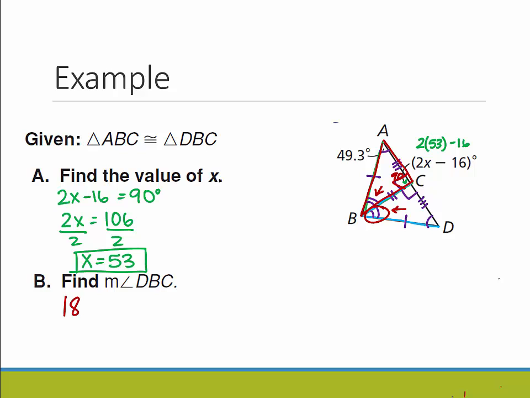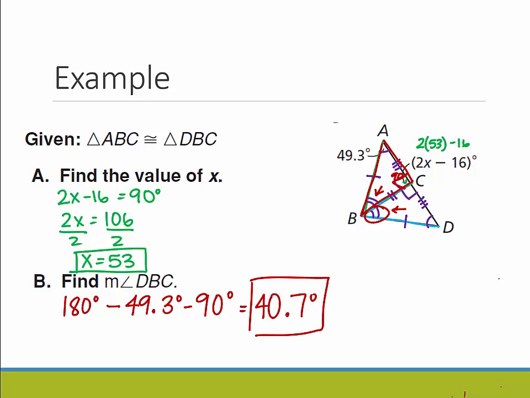So I'm going to take the 180 degrees that I know all triangles add up to, subtract the 49.3, and subtract the 90 degrees that I know is there. So when we do this, we end up with 40.7 degrees. And because that's the measure of this guy here, it has to also be the measure of that guy there.